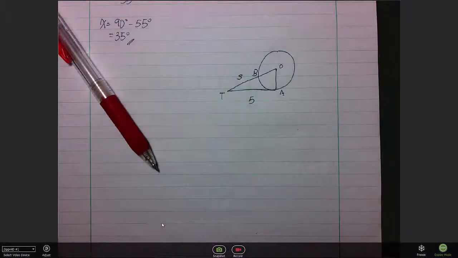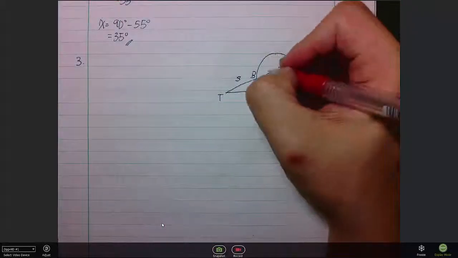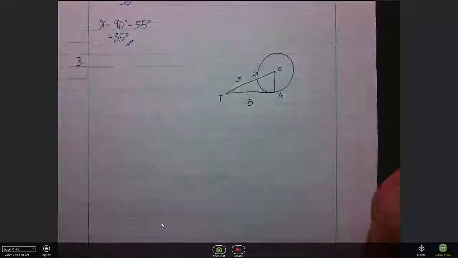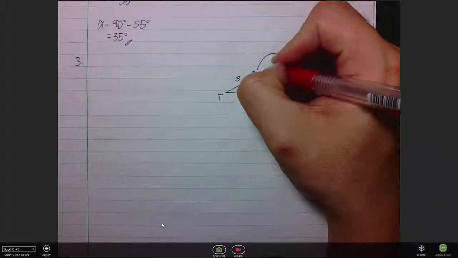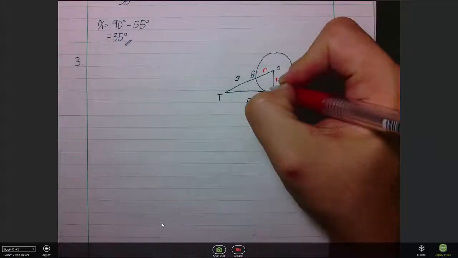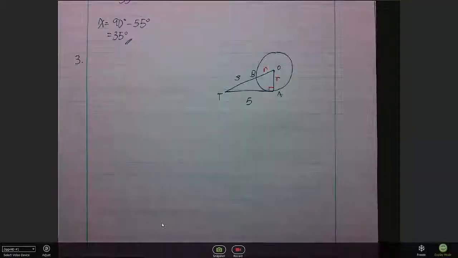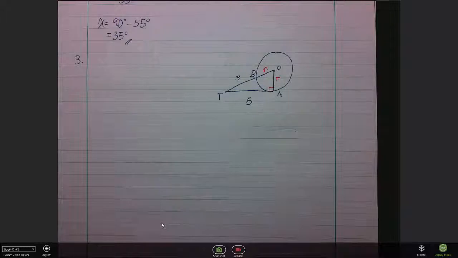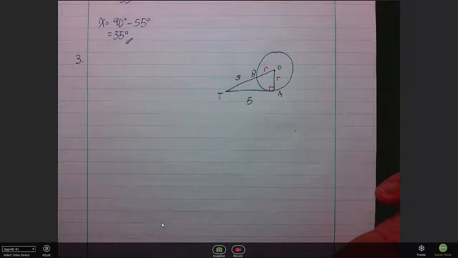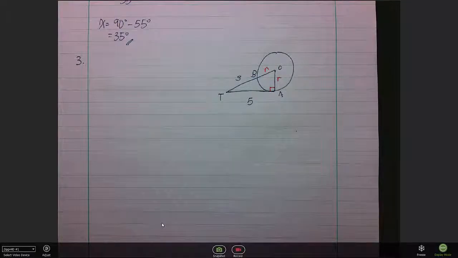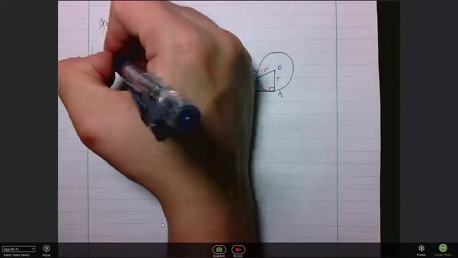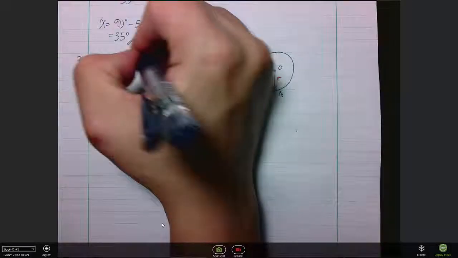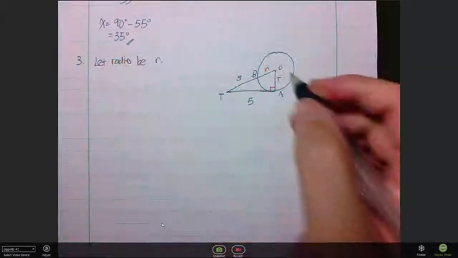We will now label things that we actually know. We know that OA and OB are both the radii of the circle, so this is R, this is R as well. And OAT is equal to 90 degrees because tangent is perpendicular to radius. Now the question asks us to find the radius of the circle. So first I say let radius be R.